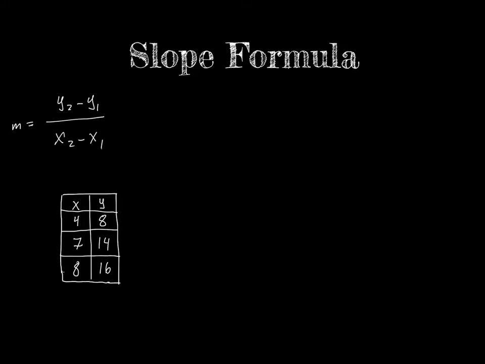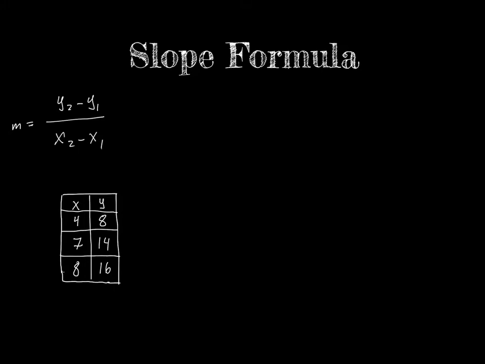All right, so we are going to work with the slope formula. The slope formula is going to be y2 minus y1 divided by x2 minus x1. Usually when we have a table, we try to find out the difference.